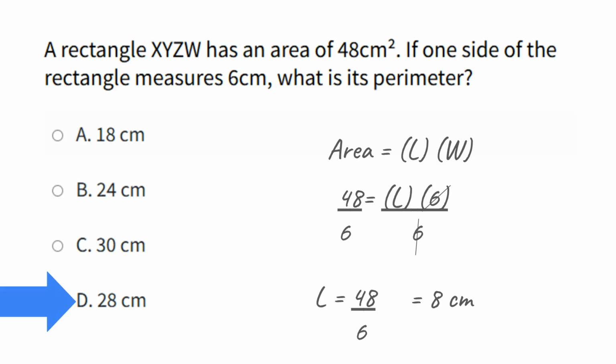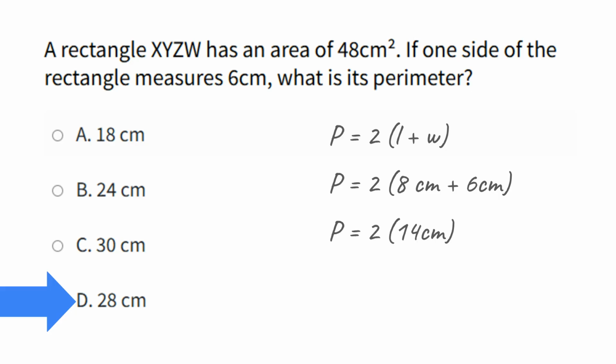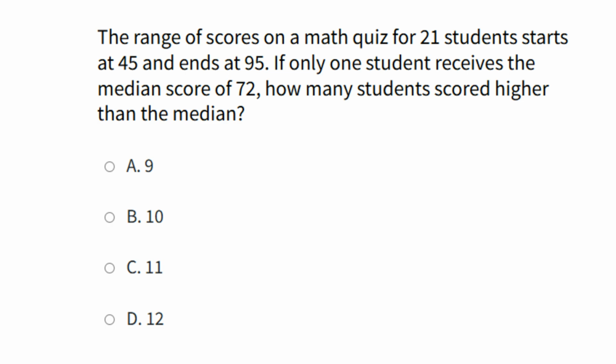Now that we know the height, 6 centimeters, and the length, 8 centimeters, we can calculate the perimeter using the formula for the perimeter of a rectangle. Perimeter equals 2 times length plus width. Perimeter equals 2 times 8 centimeters plus 6 centimeters. Perimeter equals 2 times 14 centimeters. Perimeter equals 28 centimeters.